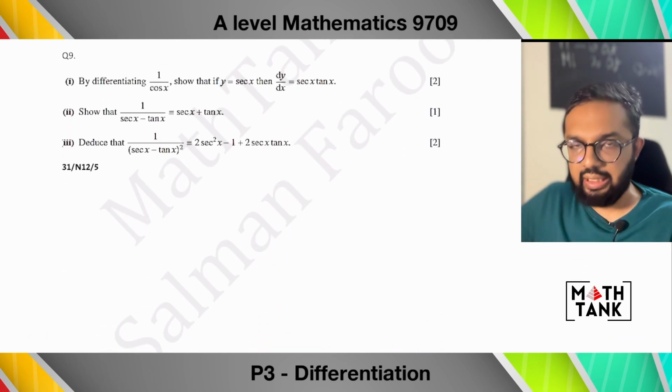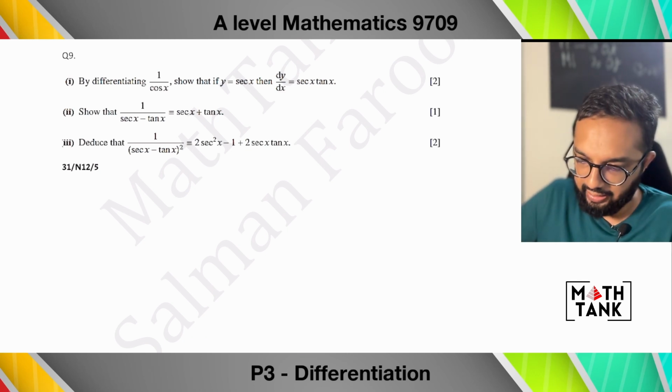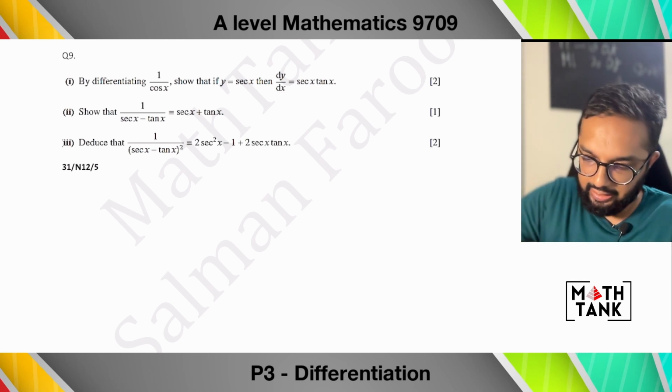Okay, question number 9. It says by differentiating 1 over cos x, show that y equals sec x. So y equals sec x.